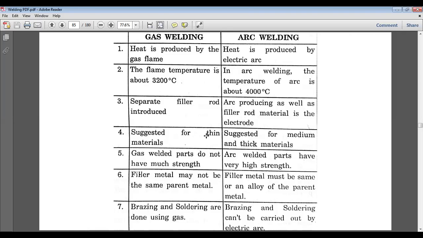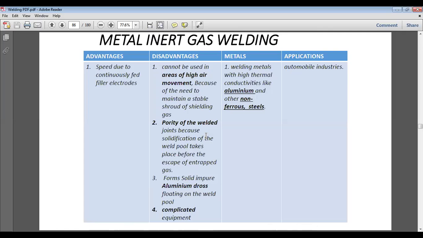So in the material section, a filler rod is introduced. Gas welded parts do not have much strength. Filler metal may not be the same as the parent metal. Brazing and soldering are done using gas. So arc welding is another process, producing high strength and high temperature. This is called arc welding. So MIG welding is here.